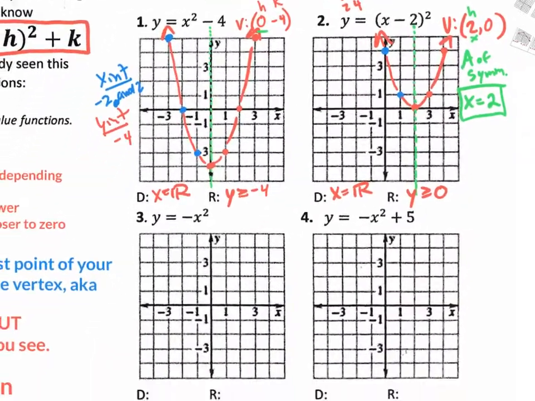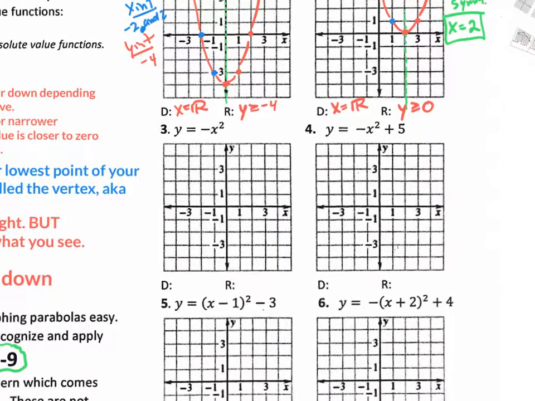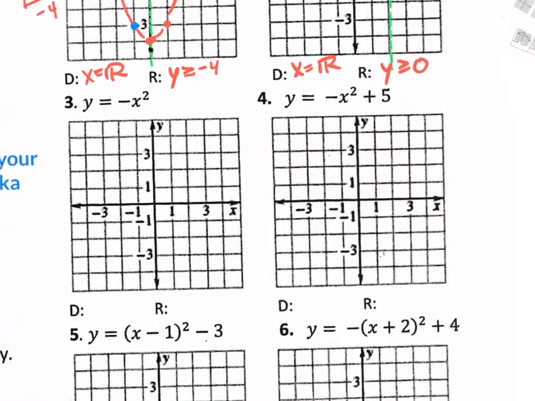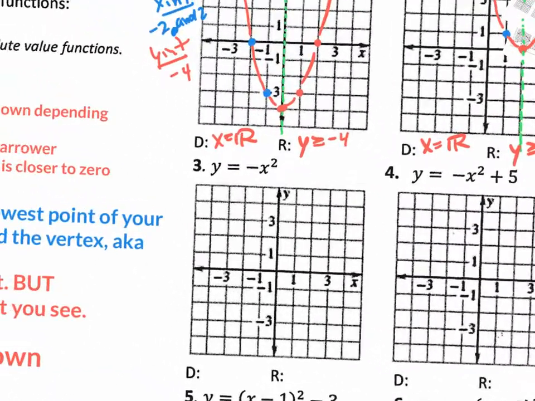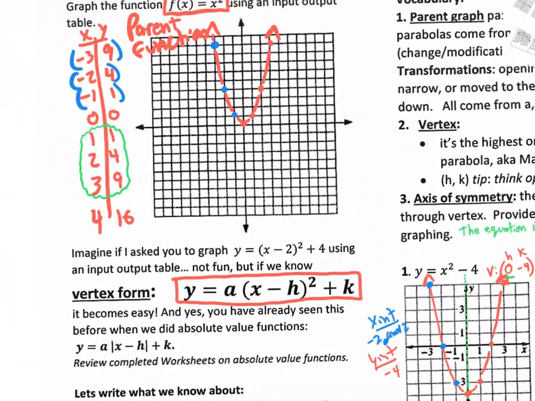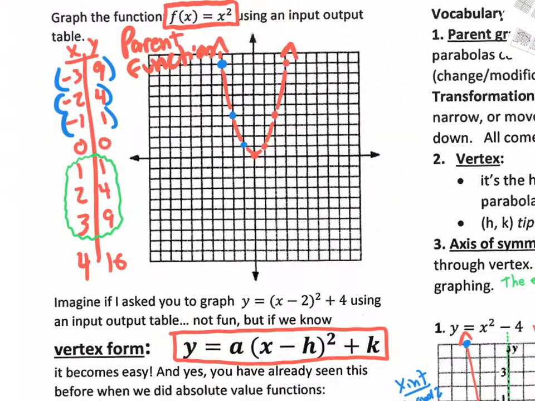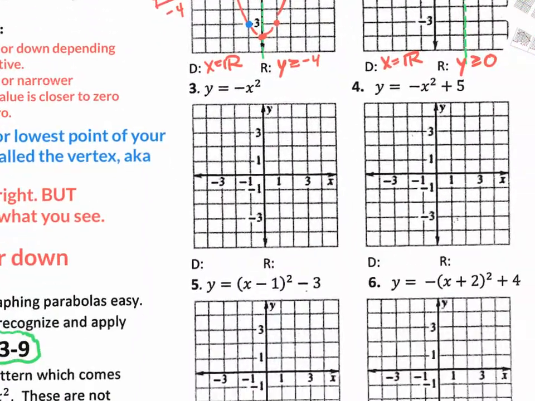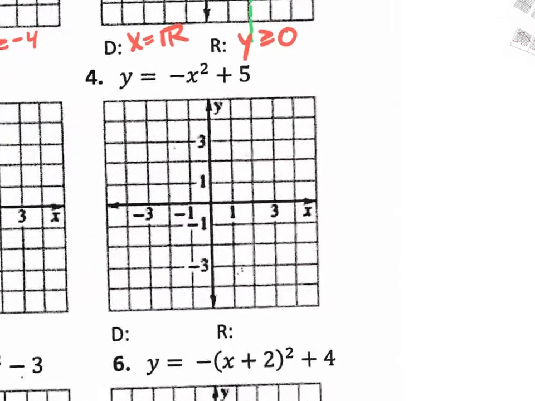Okay. I'm not going to explain all these. Which one should I do, number 3 or number 4? Number 4? Okay. So how about this? What is this new a value both on 3 and 4? What's the new a value? Negative. So what's that going to tell you compared to the original parent graph? What's going to happen? It's going to open down. Perfect. All right. It's going to open down. So let's go for number 4.